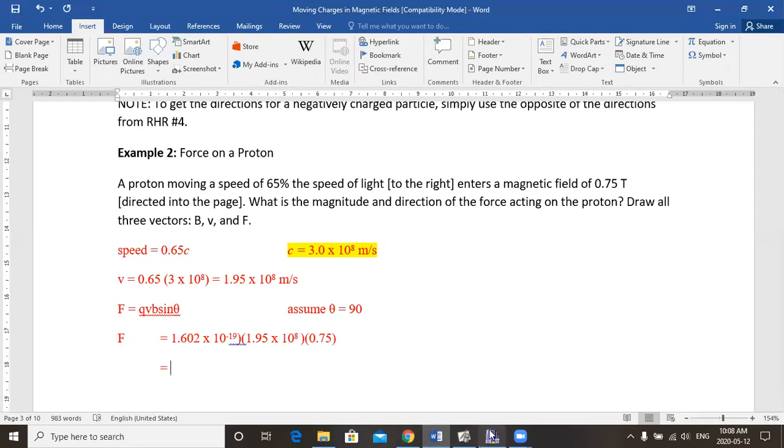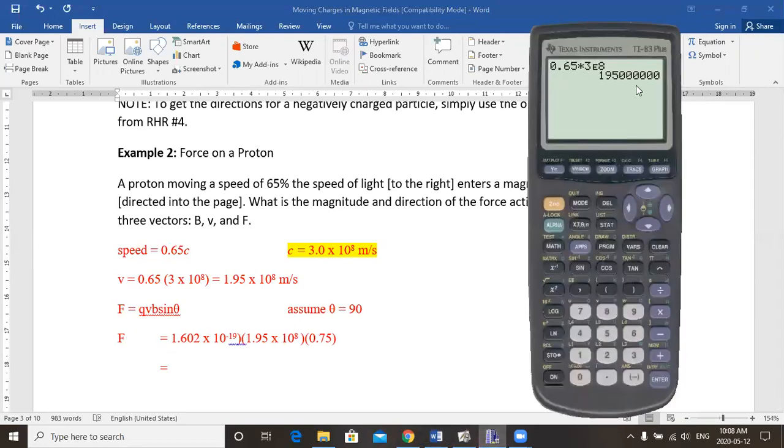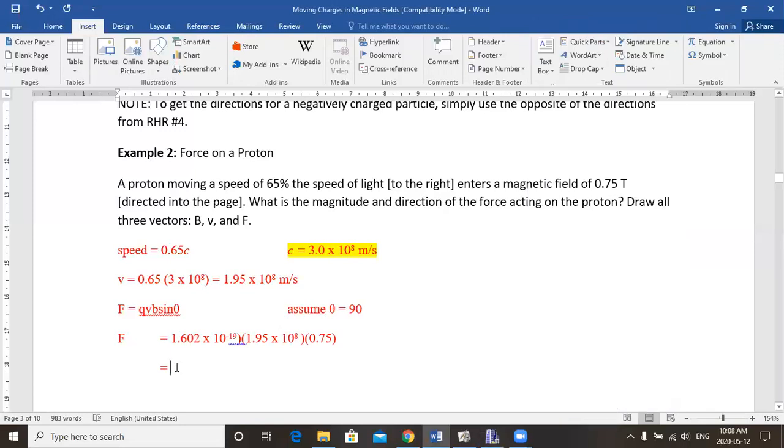So we do the plug and chug on the calculator. So we already have that in, times 1.602 times 10 to the power of negative 19 times 0.75. And we get a force that is 2.34 times 10 to the power of negative 11 newtons. Now, direction.